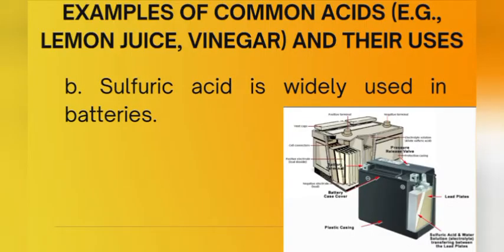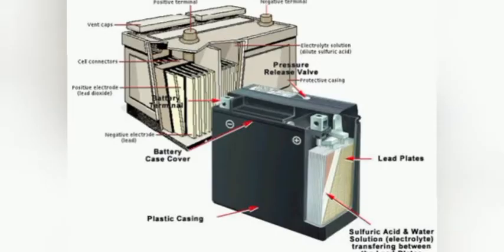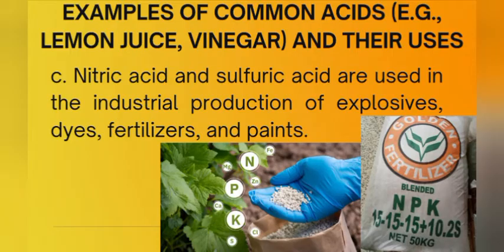Also, sulfuric acid is widely used in batteries. Sulfuric acid is a major component of the batteries, the wet cells that we use in running our cars and also in supplying electricity at home. Also, nitric acid and sulfuric acid are used in the industrial production of explosives, dyes, fertilizers, and paints. Most of the fertilizers that you use on the farm are also products of acids like HNO3, that's nitric acid, and sulfuric acid, which is H2SO4.